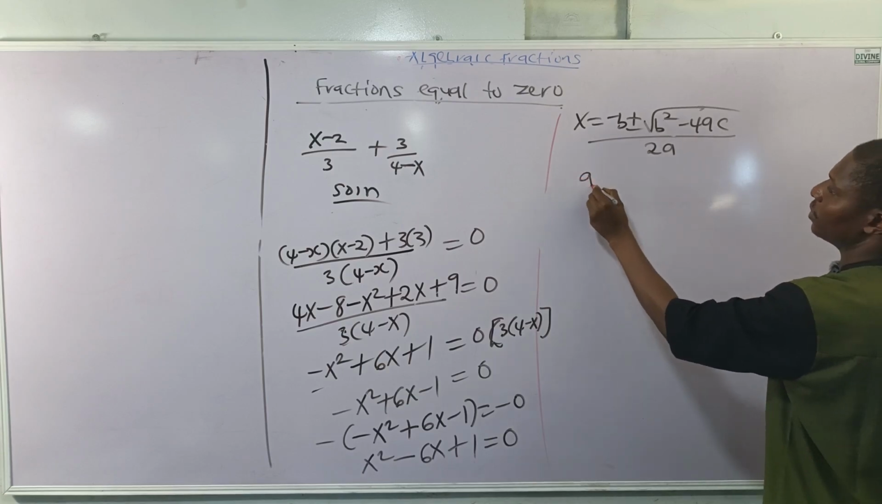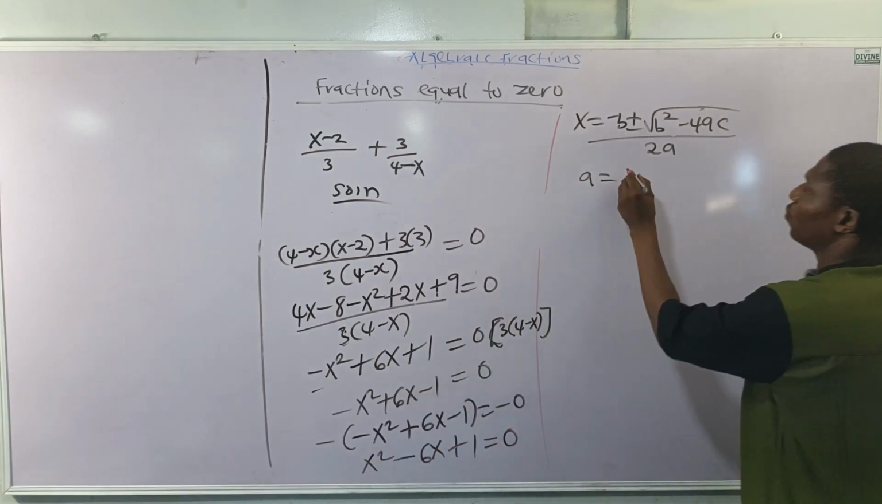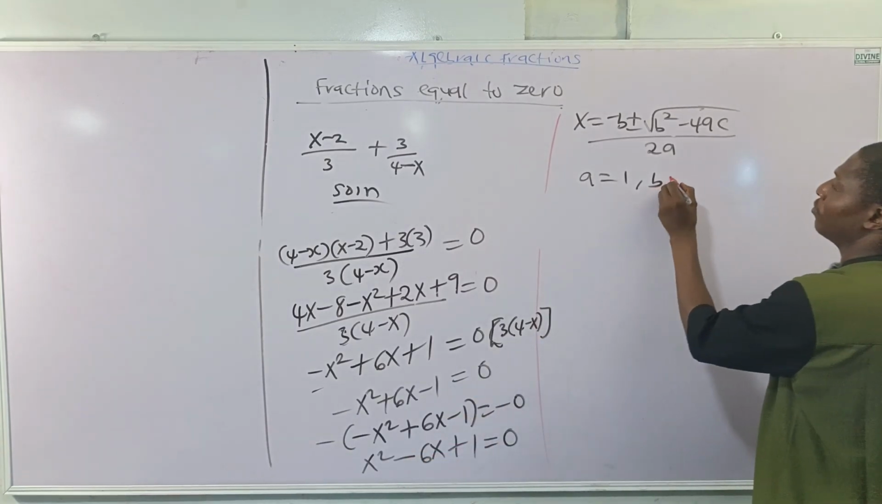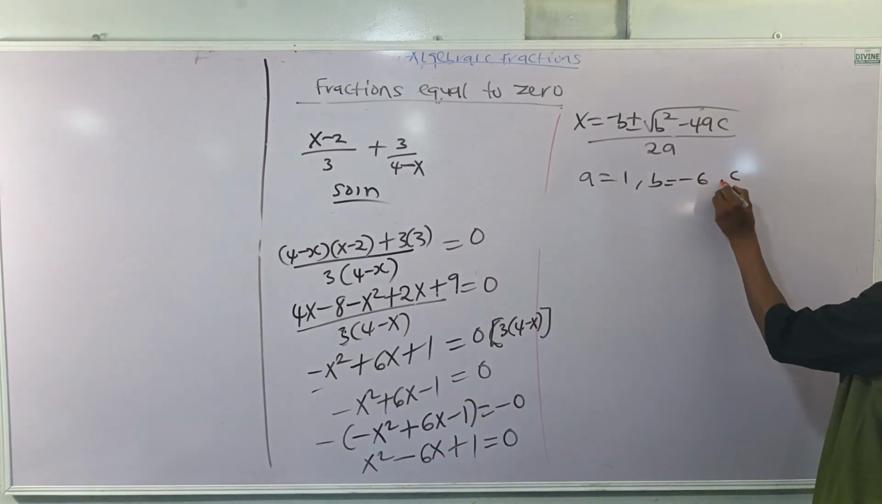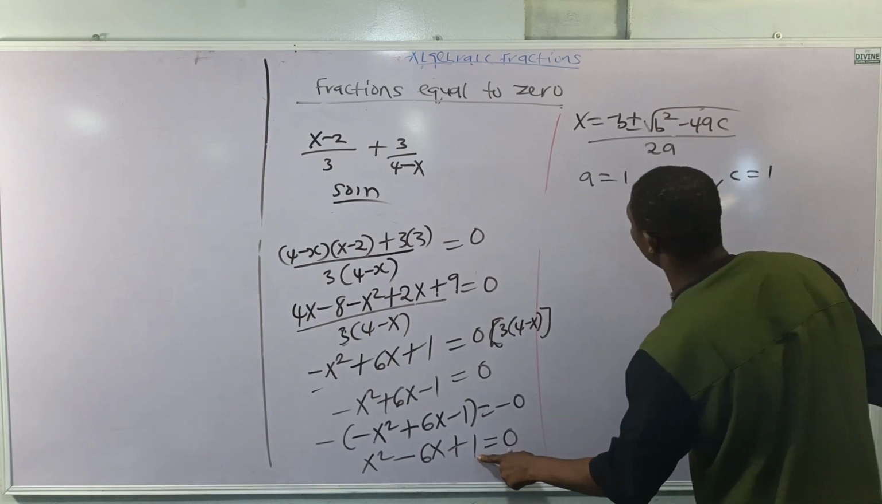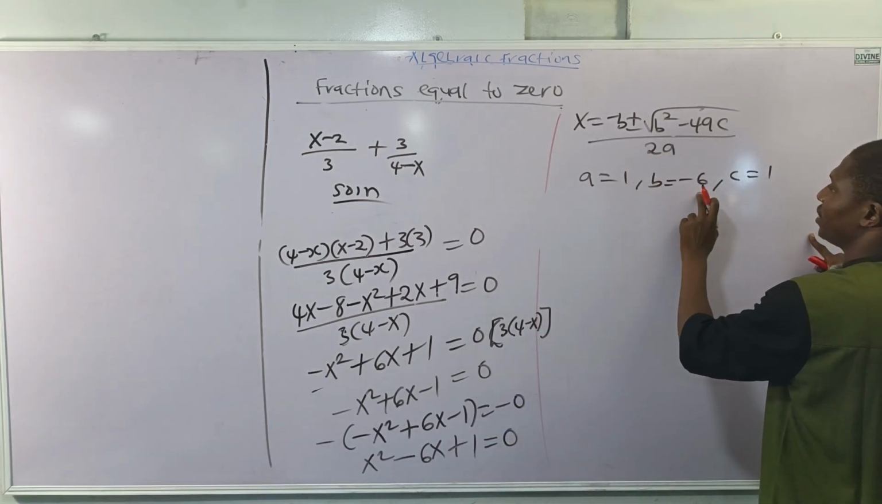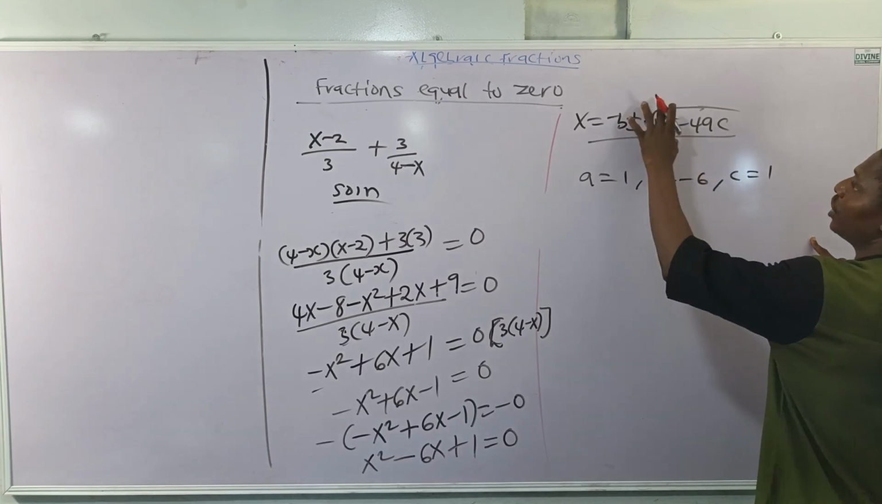So my a is the coefficient of x squared, which is 1. My b is the coefficient of x here, which is minus 6. And my c is the constant, which is 1. Now substitute all these values for a, b, and c, which is 1, minus 6, and 1 into this expression.